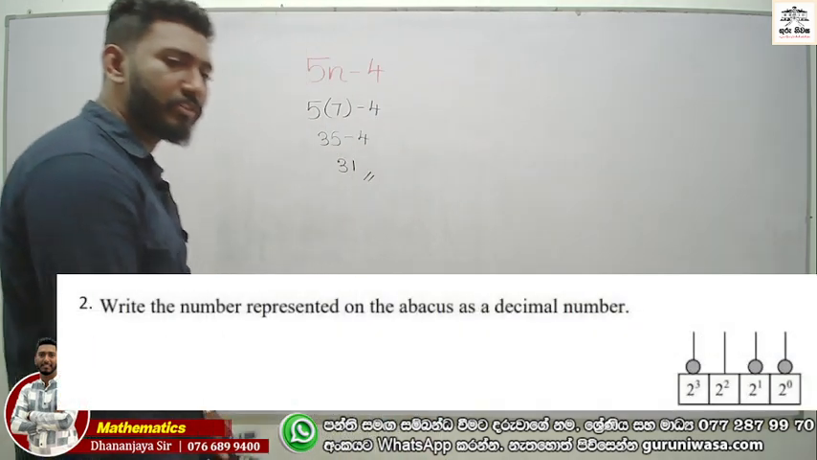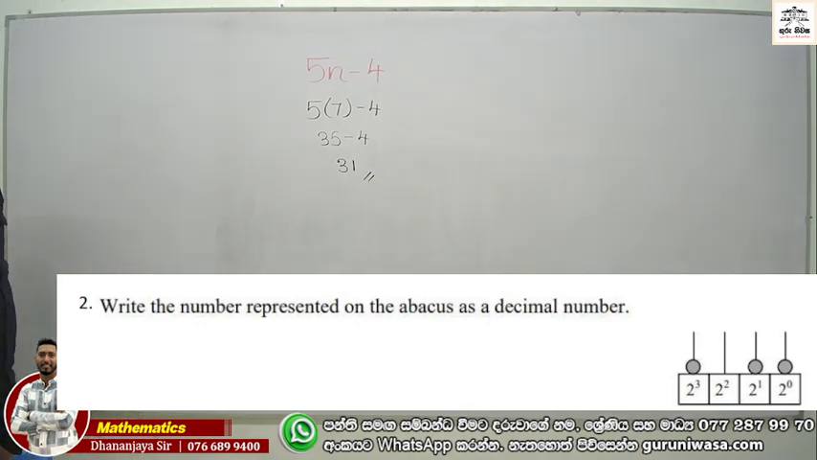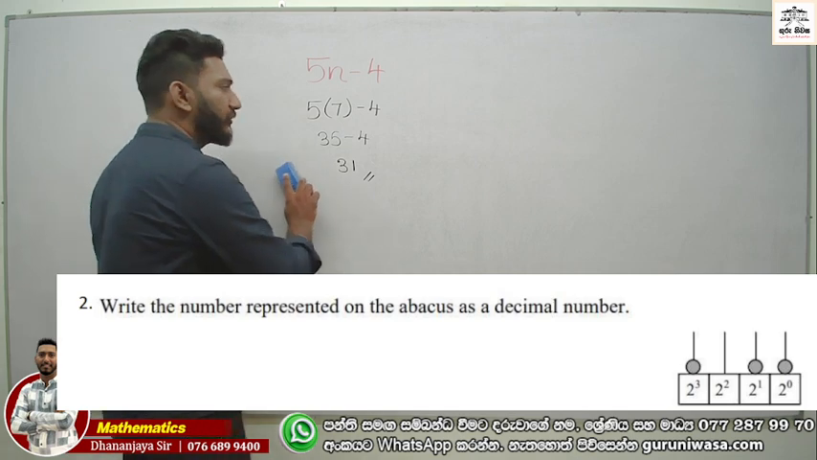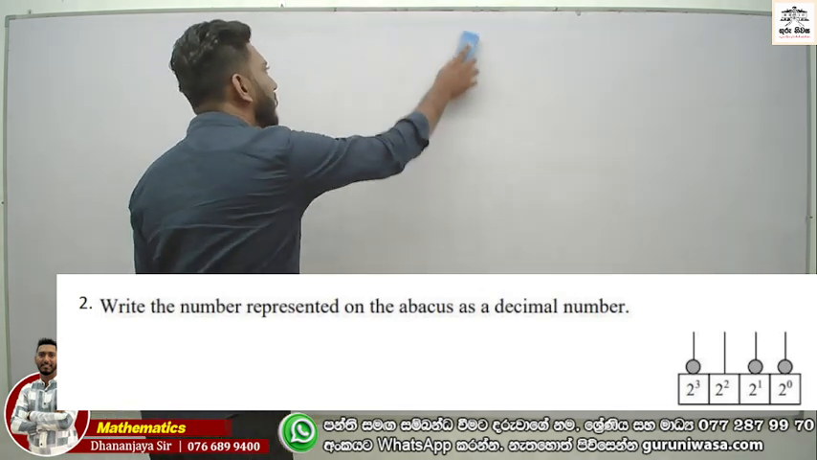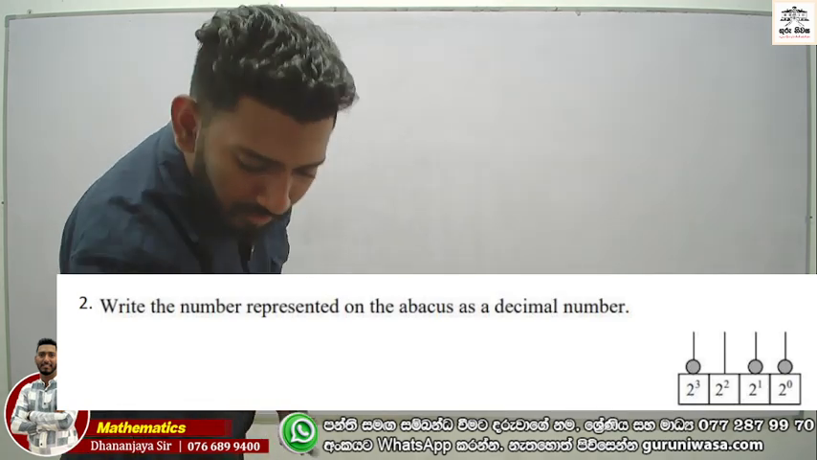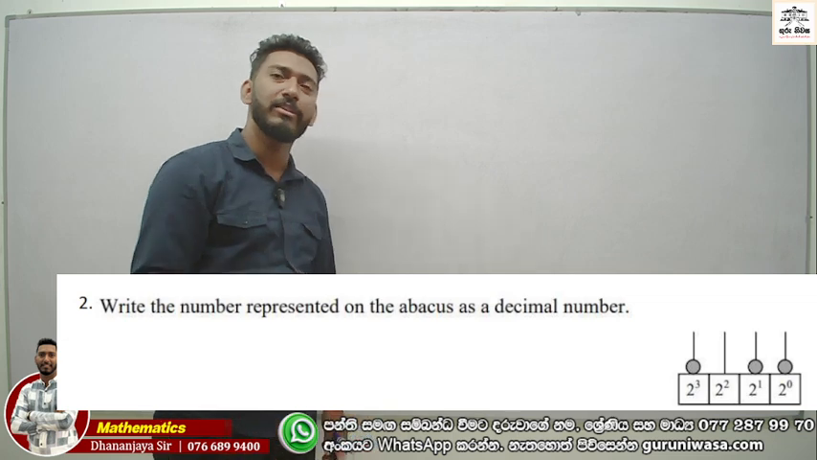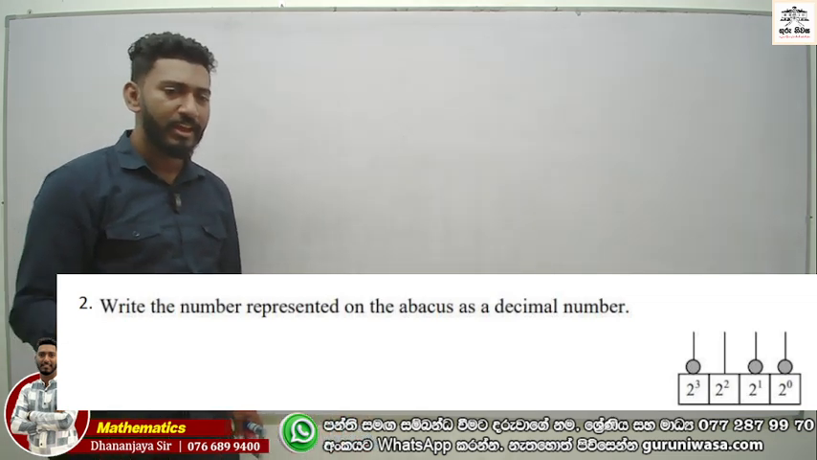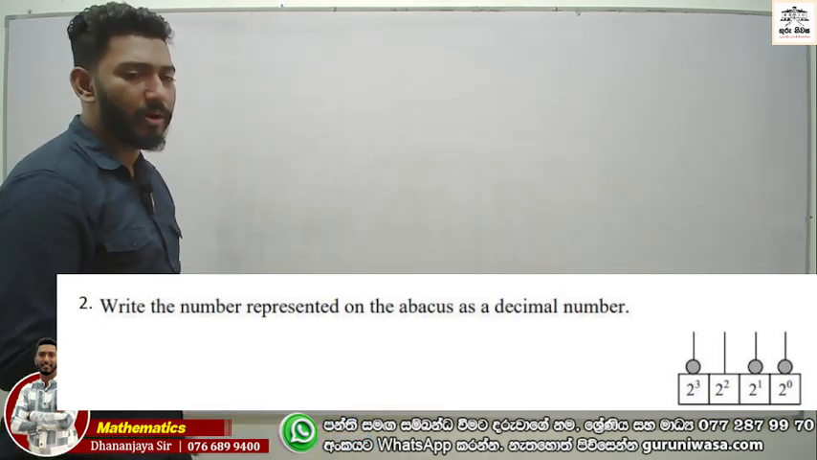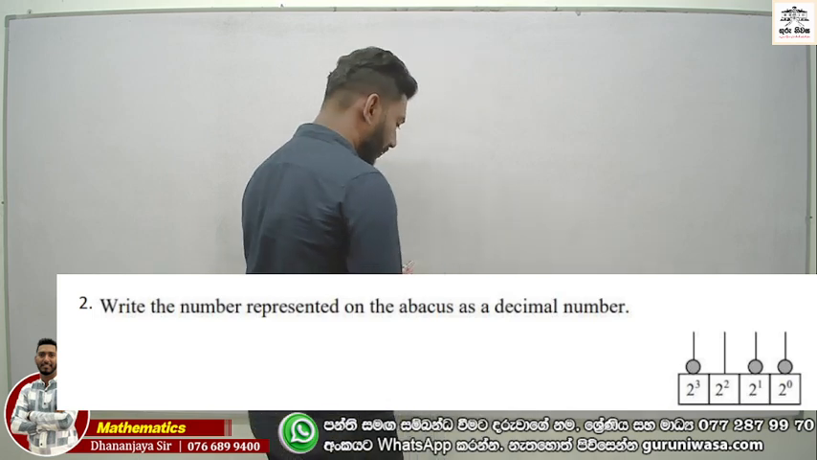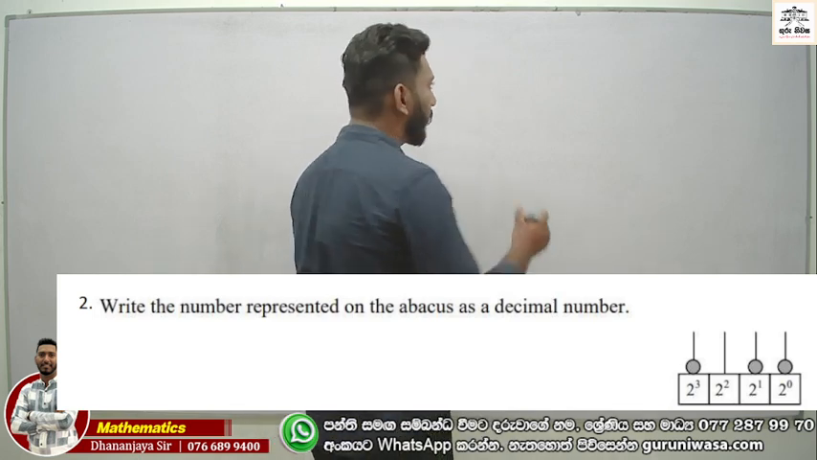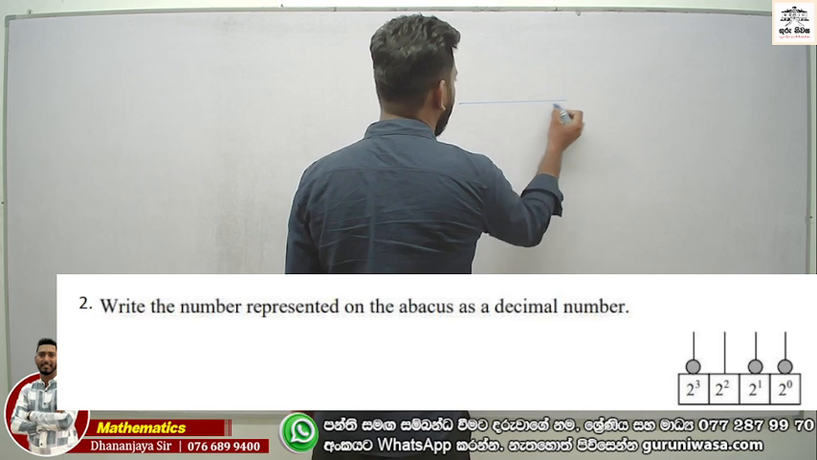Next question now. Question number 2. Write the number represented on the abacus as a decimal number. And you know the binary number lesson, right? The base is 2, but for decimals, the base is 10. Look at the abacus. 2 to the power of 0, 2 to the power of 1, 2 to the power of 2, and 2 to the power of 3. And you know the abacus? Look at this.